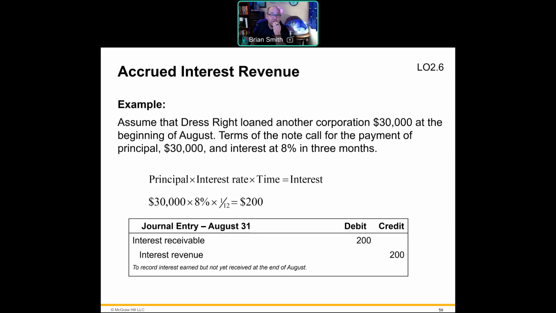Accrued revenues, revenues that we have earned but not received for. So we're going to debit the receivable, credit the interest or the revenue. I mean, so if we loan some money out, I guess, so we're getting money back.